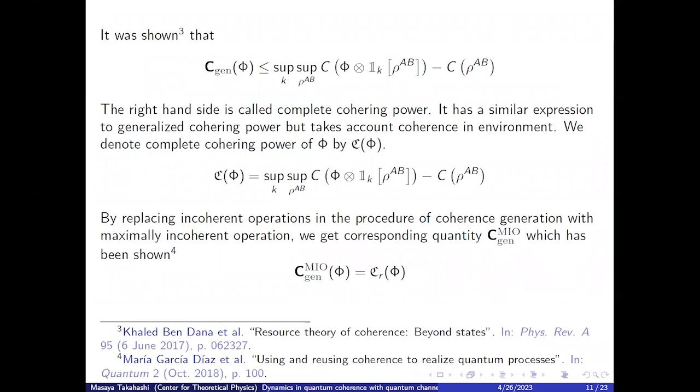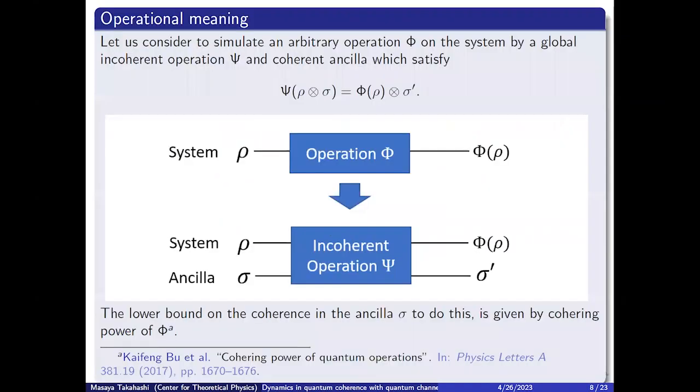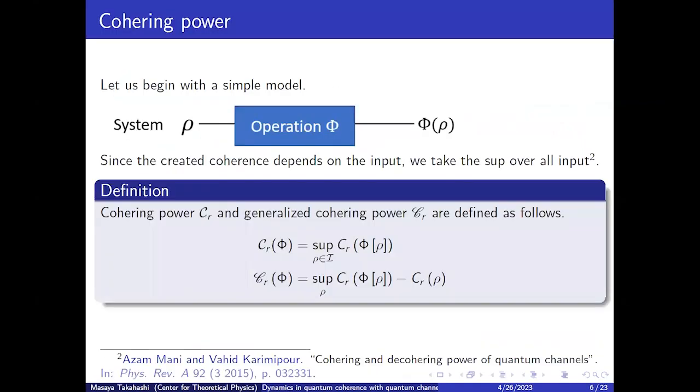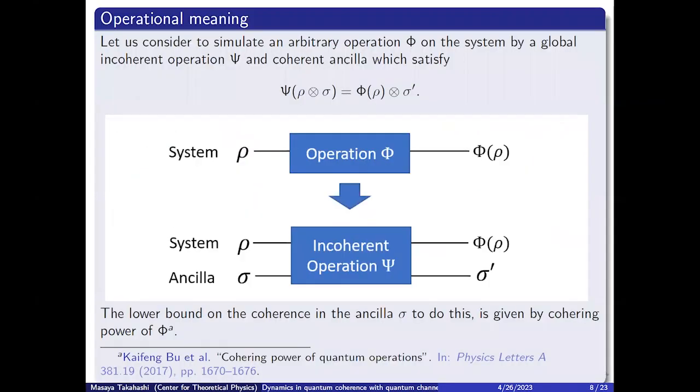But it was shown that the generating capacity is upper bounded by this quantity, which is called the complete coherent power. I think adding the environment is the reason we call it complete, like a CPTP map. So it has an expression similar to the generalized coherent power. Again, the generalized coherent power didn't have the environment terms, the environment space.